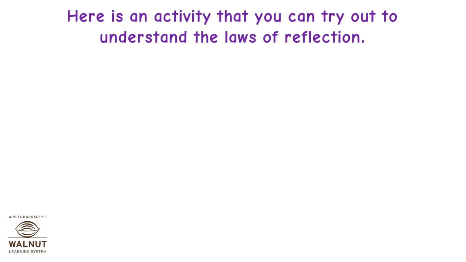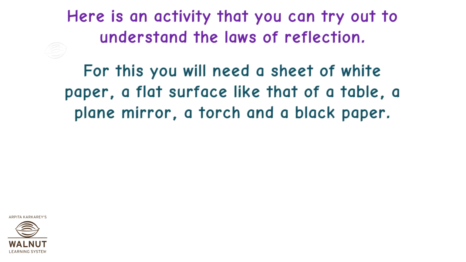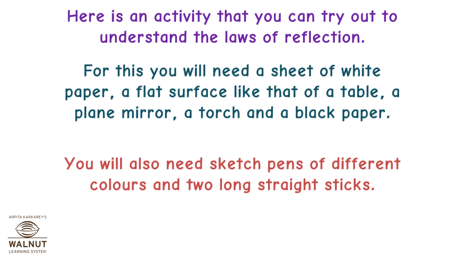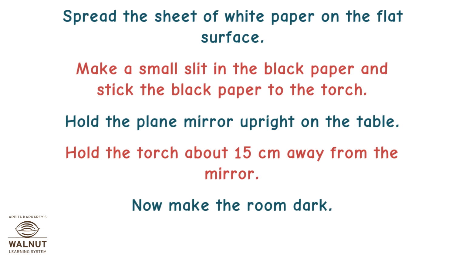Here is an activity that you can try out to understand the laws of reflection. For this, you will need a sheet of white paper, a flat surface like that of a table, a plain mirror, a torch, and a black paper. You will also need sketch pens of different colors and 2 long straight sticks. Spread the sheet of white paper on the flat surface. Make a small slit in the black paper and stick the black paper to the torch. Hold the plain mirror upright on the table. Hold the torch about 15 centimeters away from the mirror.